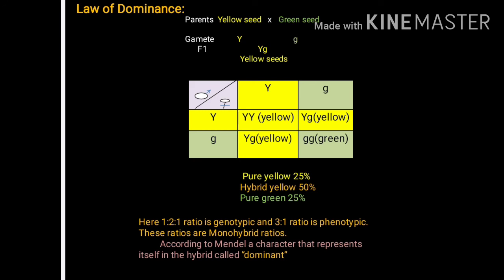While you study the percentage, the pure yellow is 25%, the hybrid yellow is 50%, and the pure green is 25%. Here the 1:2:1 ratio is the genotypic ratio, and 3:1 is the phenotypic ratio. These ratios are the monohybrid ratios. According to Mendel, a character that represents itself in the hybrid is called dominant. Thank you.